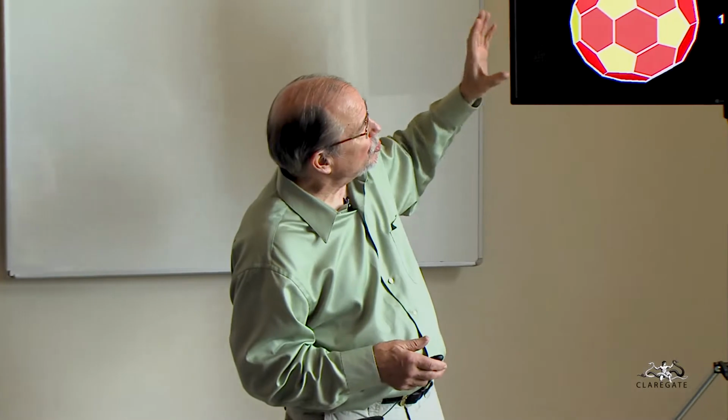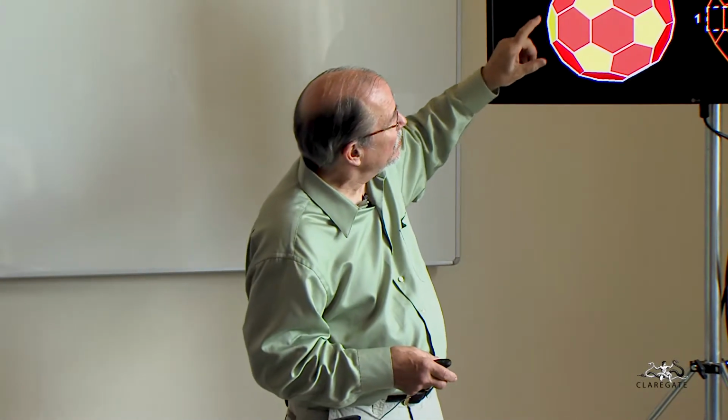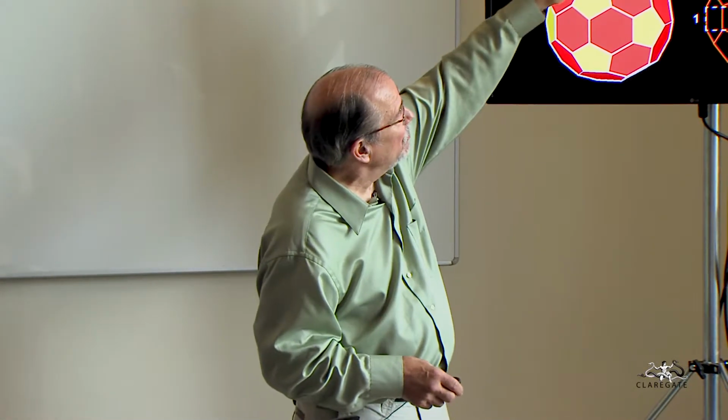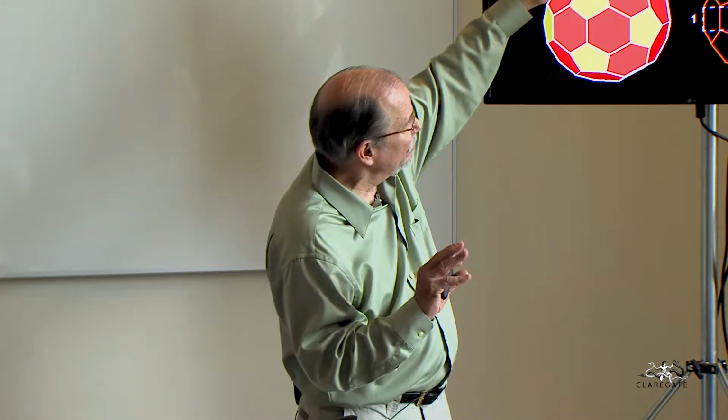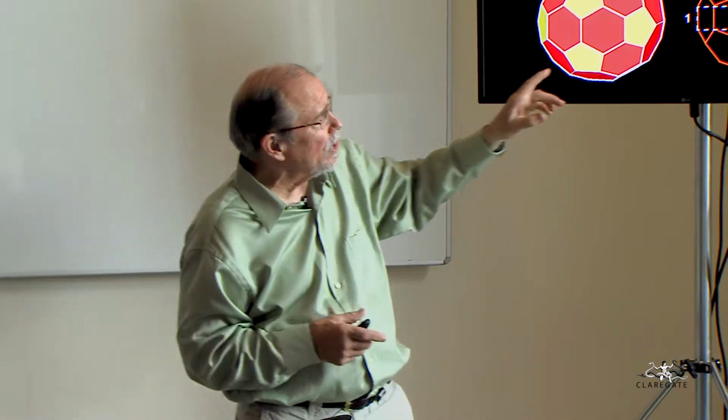Here's what happens when you truncate an icosahedron. You end up with 12 pentagons, like a dodecahedron, but instead of 20 equilateral triangles, there's 20 hexagons. But more important for us, if the edge of the soccer ball or football is 1, go across to the other side, it's exactly 3 times the golden ratio.